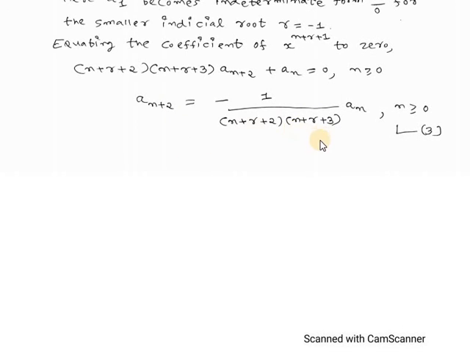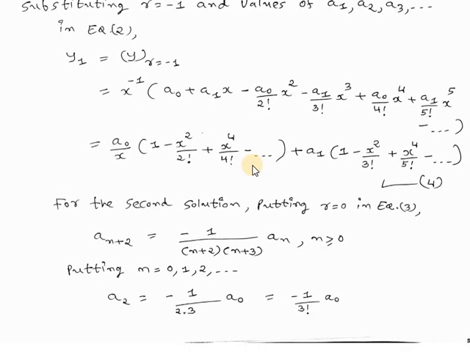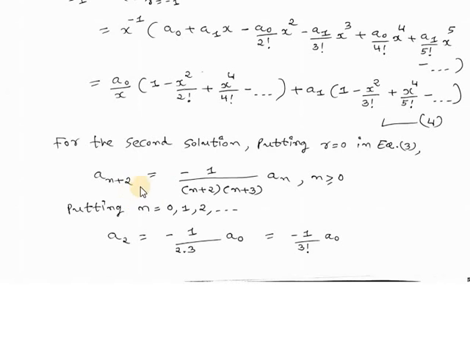This is our equation number 3. Now putting r equal to 0 in this equation, we will get a_{n+2} is equal to minus 1 divided by (n+2)(n+3) a_n, where n is greater than or equal to 0. Now putting different values of n starting from 0, so putting n equal to 0, 1, 2 and so on. First of all we will put n equal to 0, so we will get a2 is equal to minus 1 divided by 2 into 3 into a0, which can be written as minus a0 divided by 3 factorial.